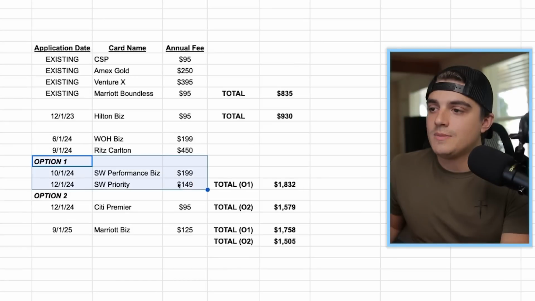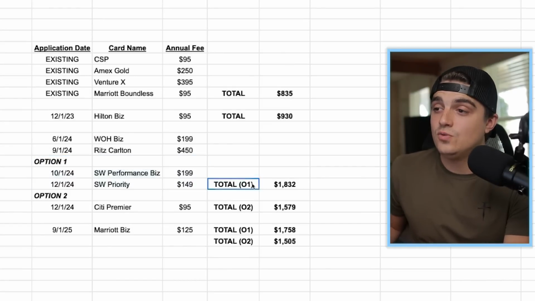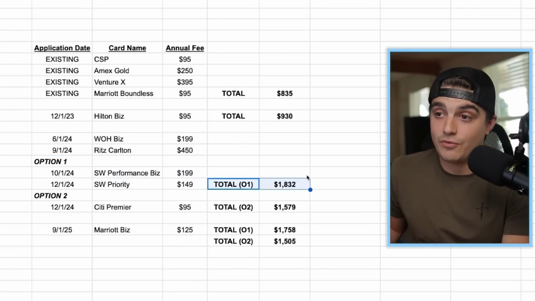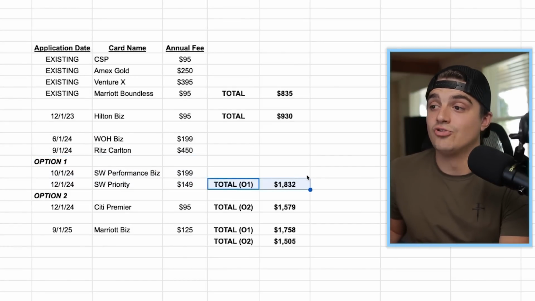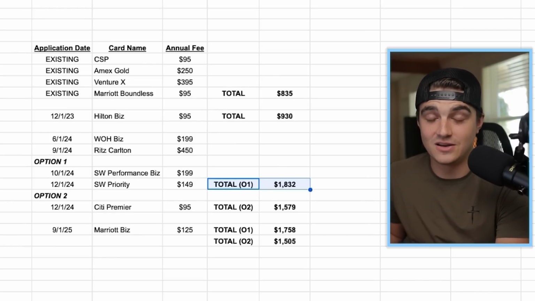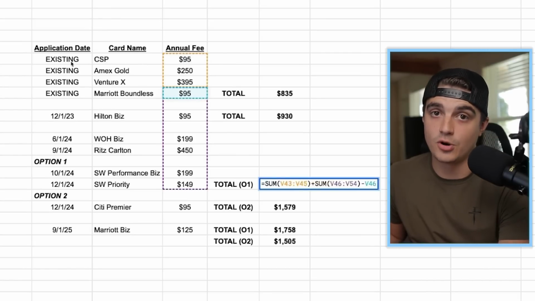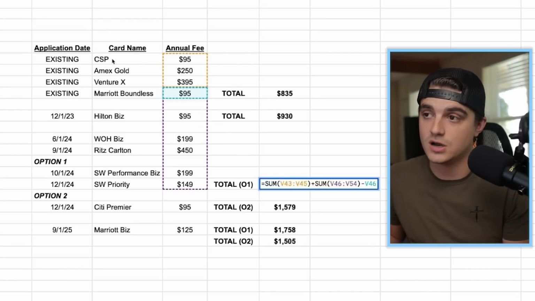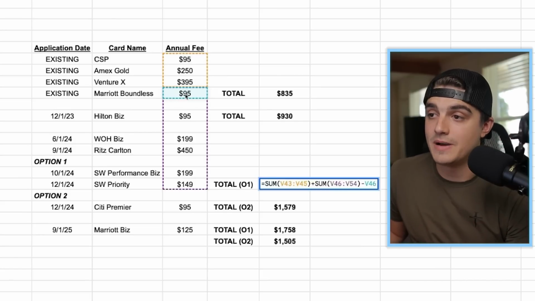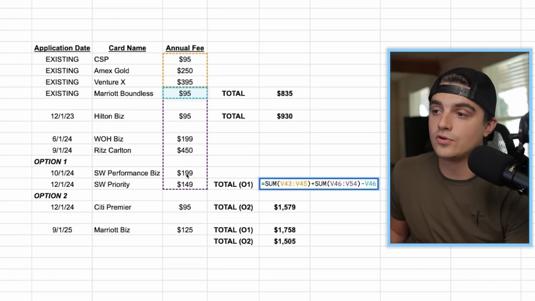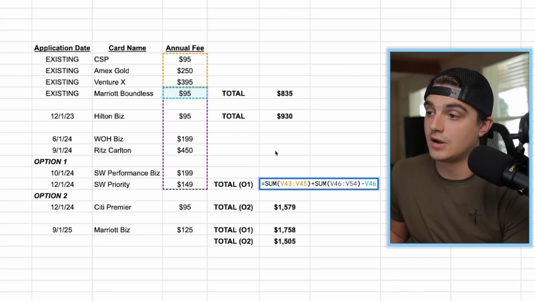Okay, but now after talking about option one, we have a total annual fee cost in 2024 of $1,832. That is a ton of money to be spending on credit card annual fees. Just going into the formula here, you'll see that I added in all of my existing credit cards because all of them are going to be justifiable in years to come. But I did subtract out the Marriott Boundless card because it's getting replaced by the Ritz-Carlton. And I also just added in all of the other cards up to option one here. And that's how I got this grand total.